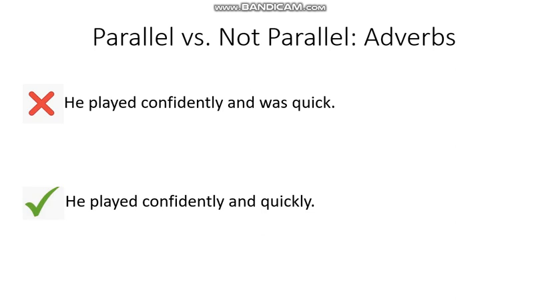Here's an example using adverbs. He played confidently and was quick. That sounds right? We can say that. No, grammatically it's not structured right. The correct way to say this is, he played confidently and quickly. Now you can also use adjectives as well. We'll go over some examples later in the video.